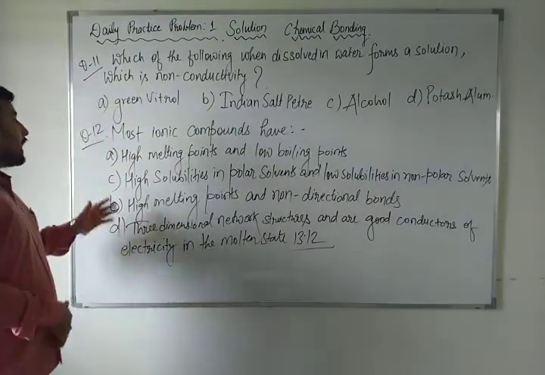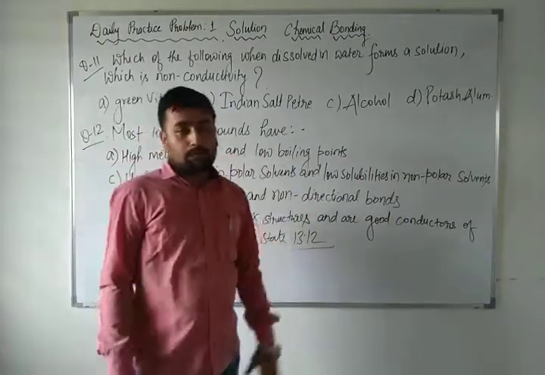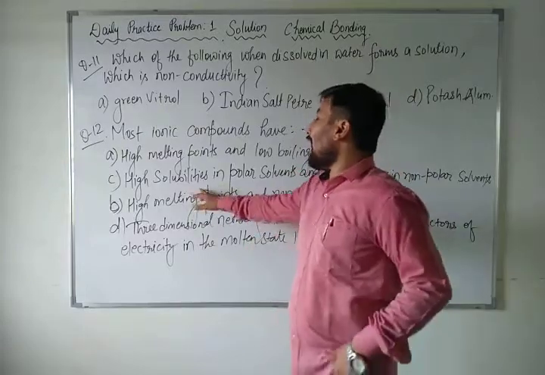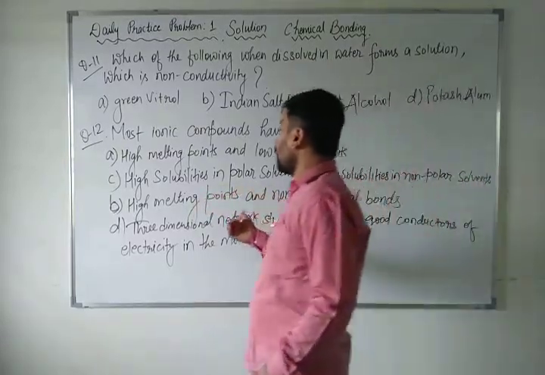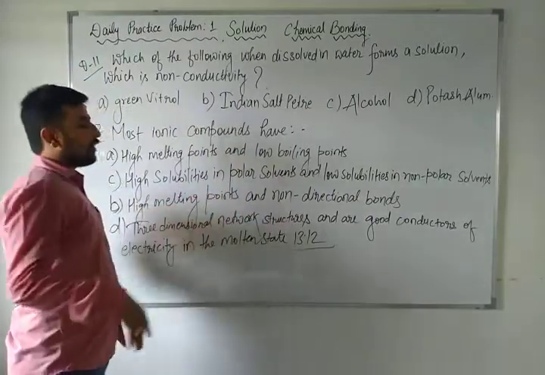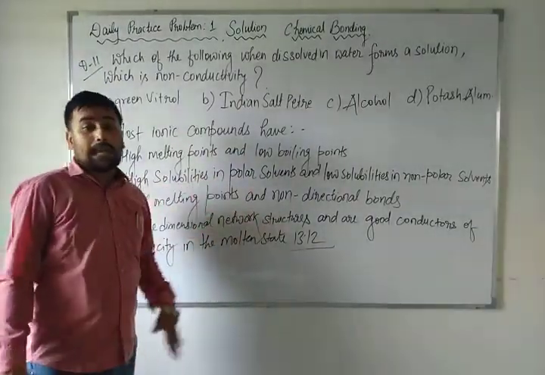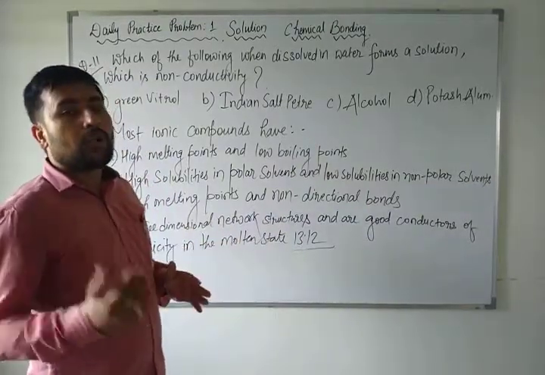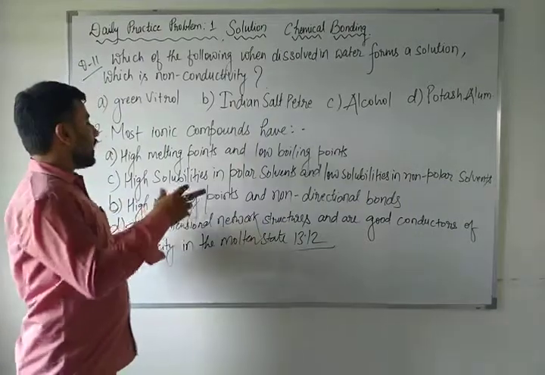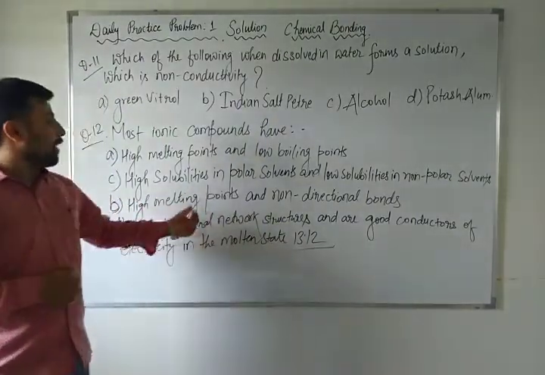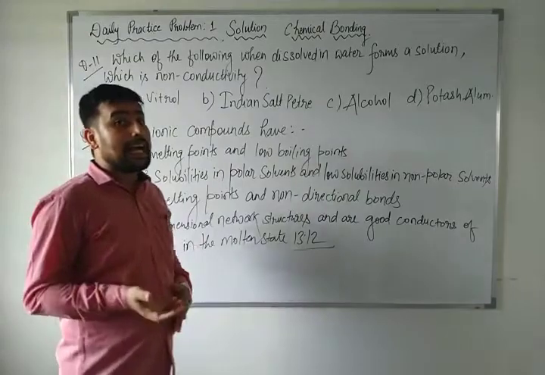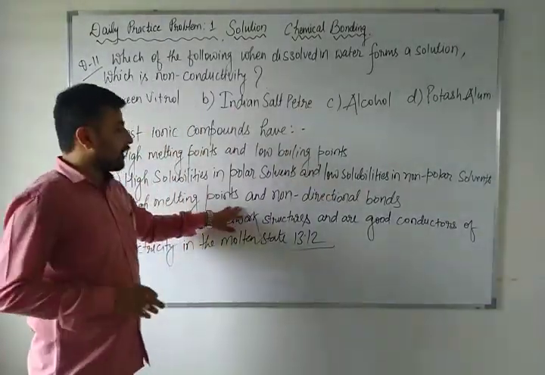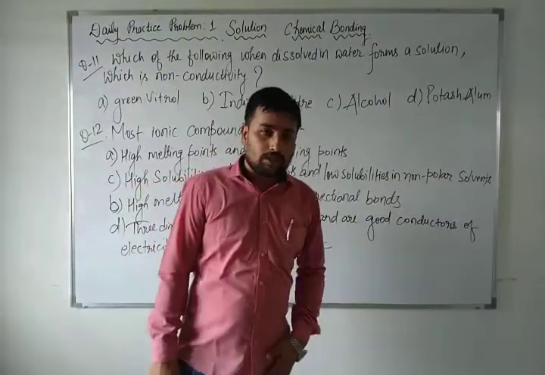Most ionic compounds have high melting point and low boiling point? No. All the ionic compounds have high melting point and high boiling point. High solubilities in polar solvents and low solubilities in non-polar, right? So all the ionic compounds can be dissolved in polar and non-polar solvents also, but the dissolving power will be low in non-polar and high in polar. High melting points are due to non-directional bonds. Yes, they will have high melting point. That's true. Non-directional bonds, that is also true.